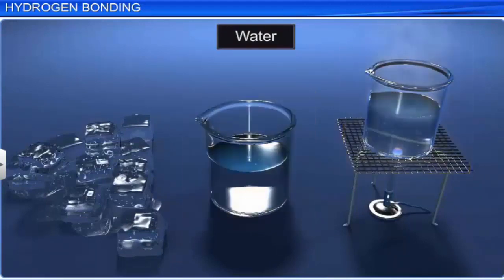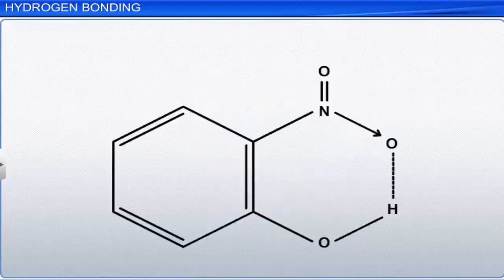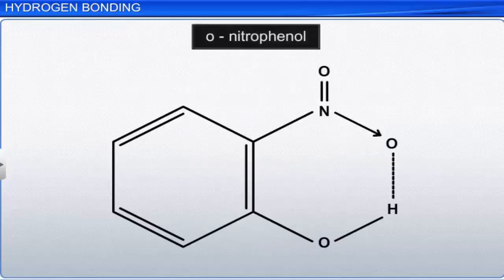The hydrogen bond present in water is said to be an intermolecular bond, which means that the hydrogen bond is formed between 2 different molecules of the same or different compounds. However, in certain compounds like ortho-nitrophenol, a hydrogen bond is formed between the hydrogen atom of the hydroxyl group and the highly electronegative atom, that is, oxygen of the nitro group, present within the same molecule. Such a bond is called an intramolecular hydrogen bond.